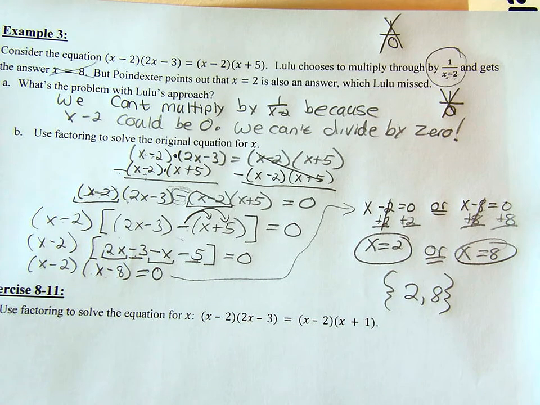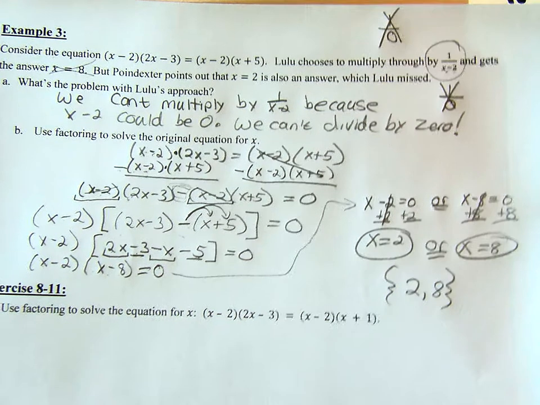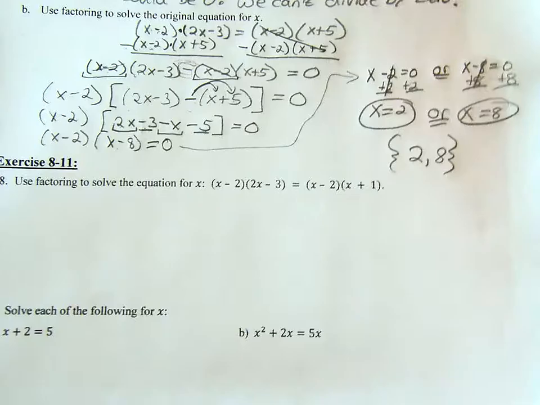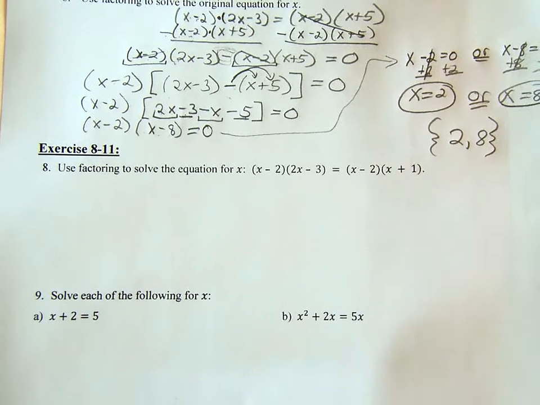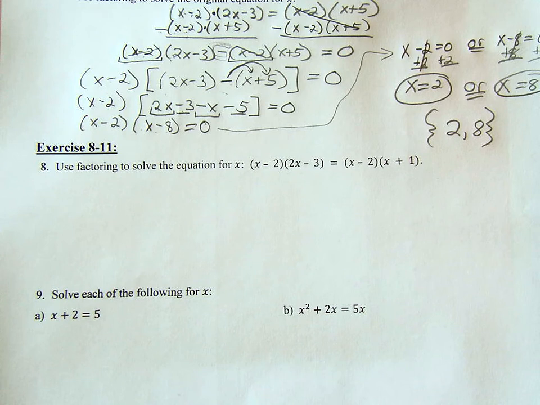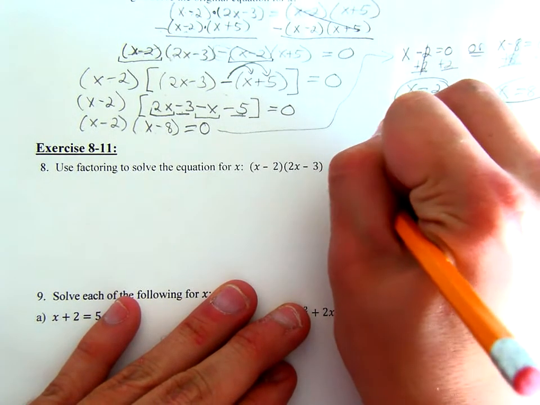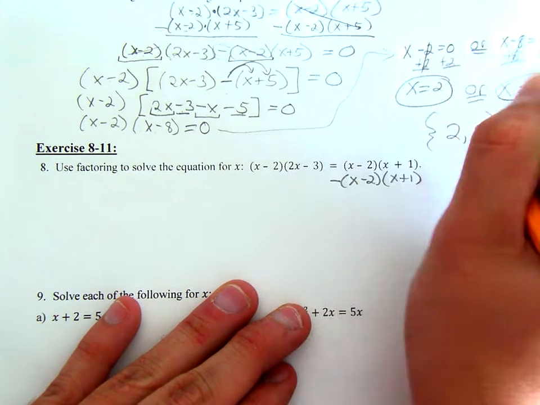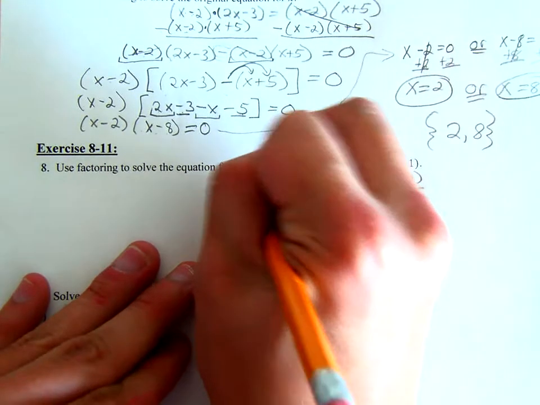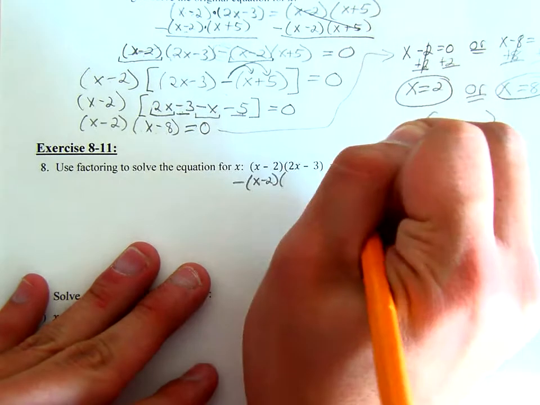So, looking at this, let's move on to exercise 8. For exercise 8, they want us to use factoring to solve the equation for x. We have x minus 2 times 2x minus 3 is equal to x minus 2 times x plus 1. And if we look at this again, we want to get one of the sides of the equal sign to be 0. So what am I going to do first? I want to subtract away my left side. Subtract away x minus 2 times x plus 1.